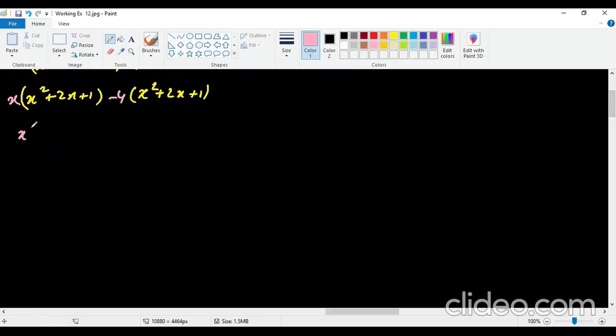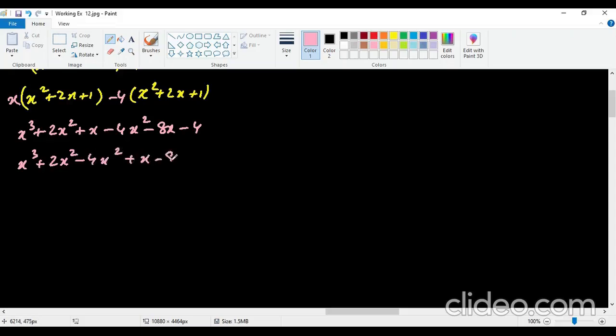So the first bracket is going to give me x cube plus 2x square plus x. The fourth one is going to give me minus 4x square. The fifth one is going to give me minus 8x, and minus plus is a minus 4. Further simplification, we will bring the like terms together: 2x square and minus 4x square, plus x and minus 8x, minus 4. So further simplification is going to give me x cube minus 2x square and minus 7x and minus 4 as a final answer for this question.